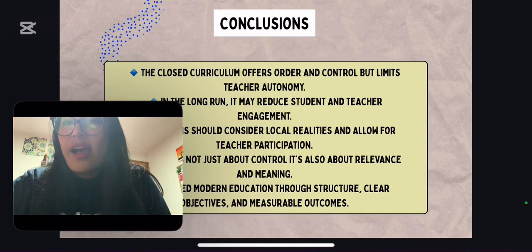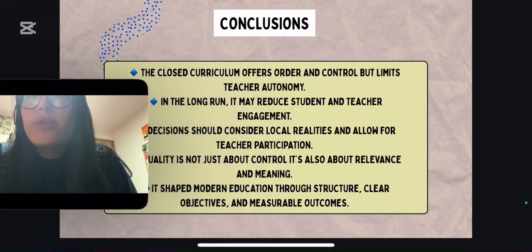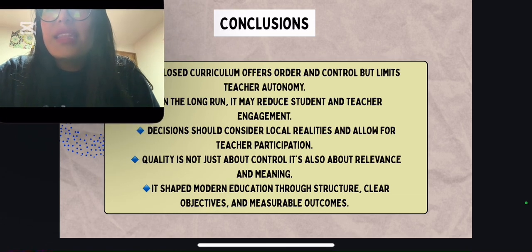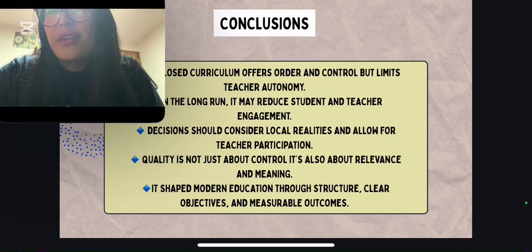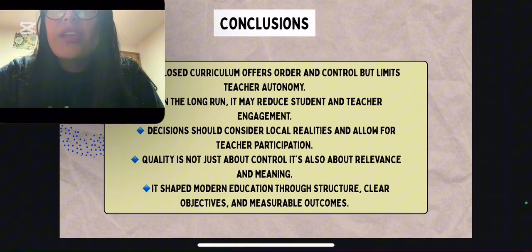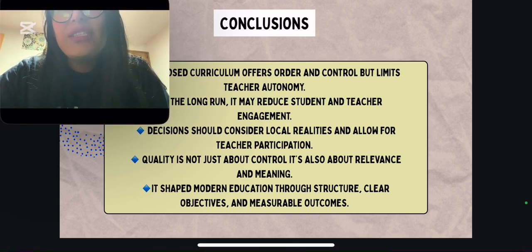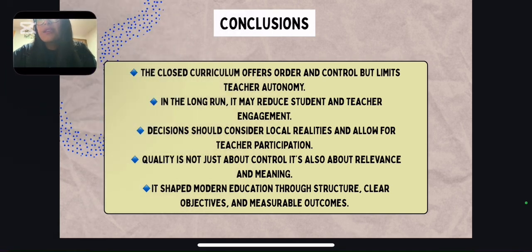The conclusions are: the closed curriculum offers order and control but limits teacher autonomy. In the long run, it may reduce student and teacher engagement. Decisions should consider local realities and allow for teacher participation. Quality is not just about control, it's also about relevance and meaning. It shaped modern education through structured, clear objectives and measurable outcomes.